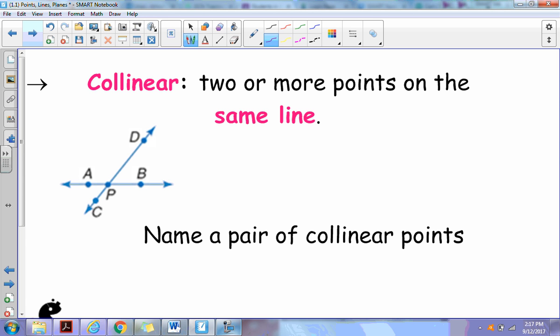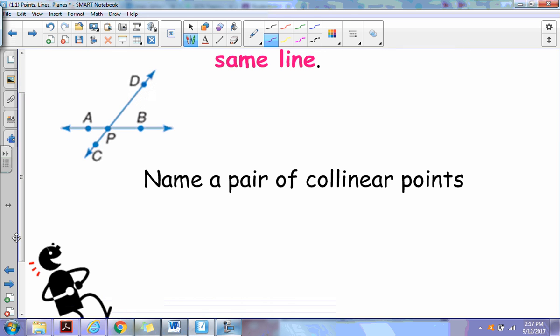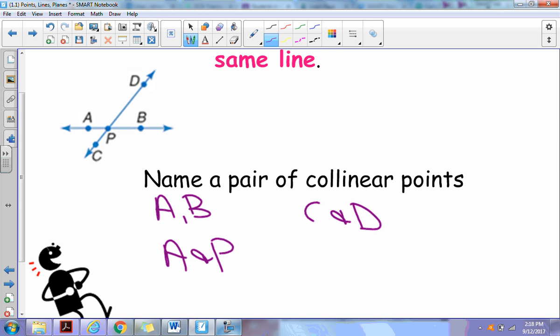So in this lovely picture here, who can name me a pair, which is 2, points that are sitting on the same line? A and B, perfect. There's a pair. How about another pair? Well, we already said A. A and P. Good, that's my little and symbol. Go ahead. C and D. Okay, you get the point? Yes. Oh, good. Get the point. C and P. So, lots of options.